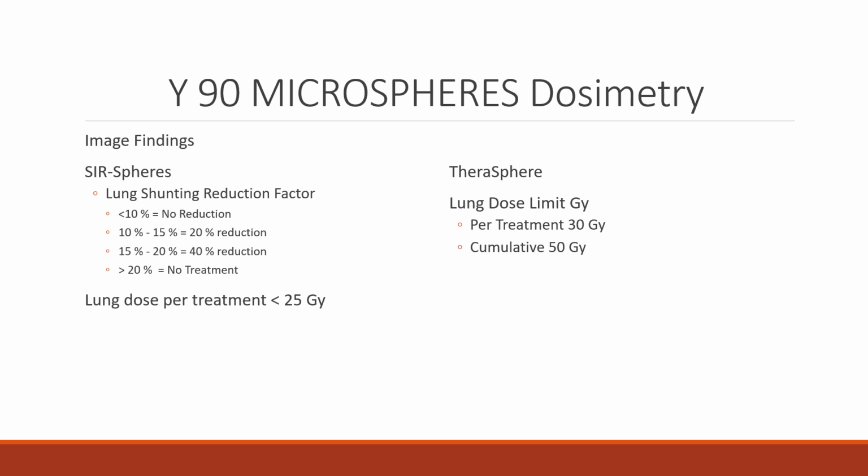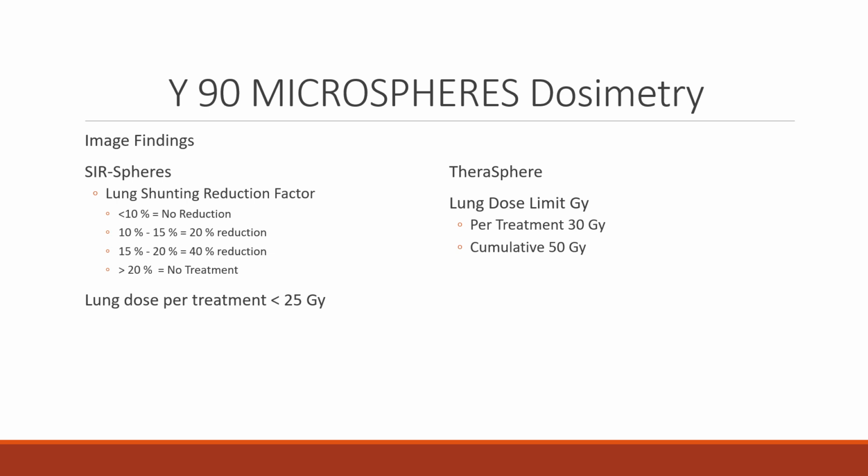We want to keep the lung dose per treatment to less than 25 gray. And so when there is more than 20% shunting, the chances are that it's going to be greater than 25 gray of accumulated radiation dose to the lungs. And so we do not want to do that.